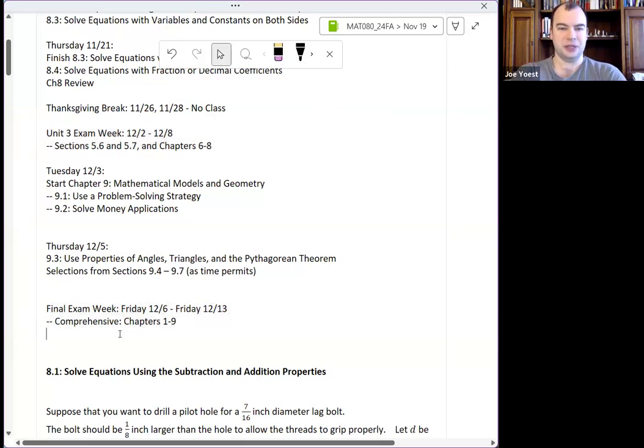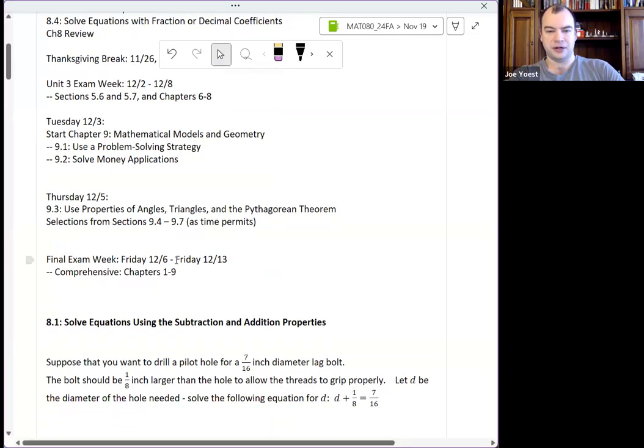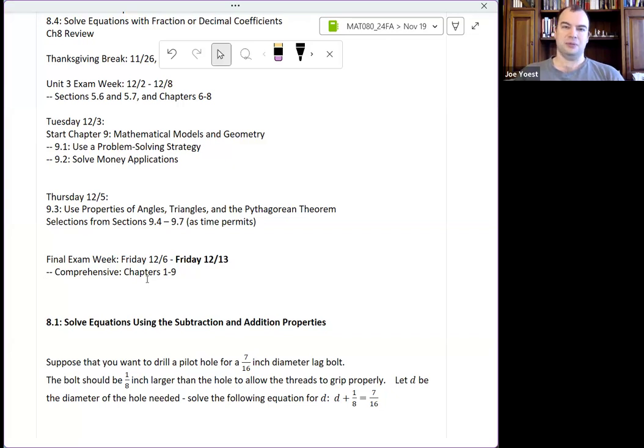Do not wait until the last minute to take the exam. Plan to take it at least a couple of days before the due date. Note that the final exam is due, I'll put this in bold, on Friday, December 13th. So a lot of our due dates have been Sunday, but because of the end of the semester, I need some turnaround time to get things submitted and all of that.